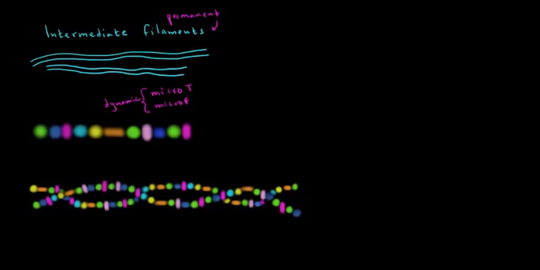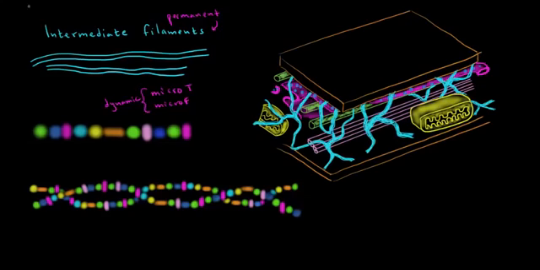So what do intermediate filaments do? Well, they provide structural support for the cell. Or another way to say this is they resist mechanical stress. And in the picture, it almost looks like the intermediate filaments are this supporting wire.